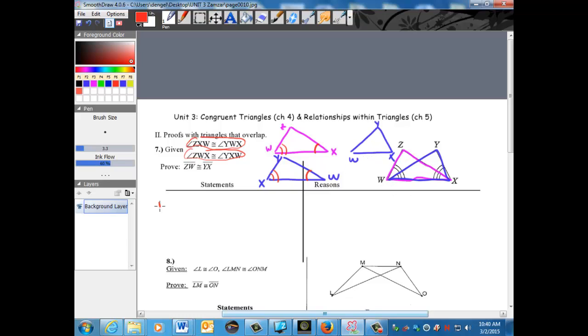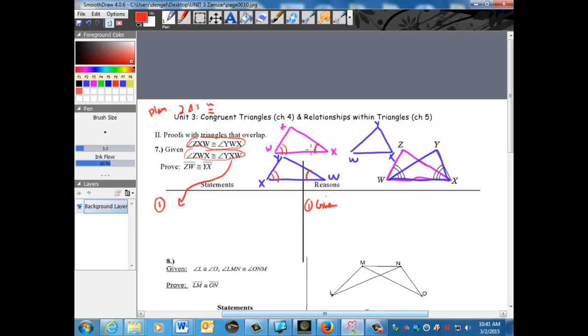So in statement 1, let's draw an arrow down. This is going to be given to us. Okay, and so our plan here is to prove that these two sides are each congruent. We need to first prove that the two triangles are congruent. And then we can use CPCTC to prove that corresponding sides and angles are congruent.